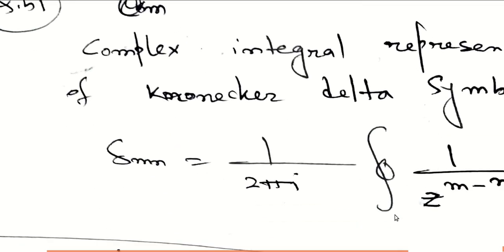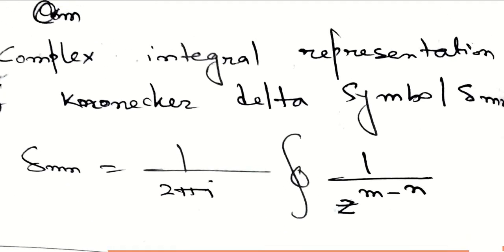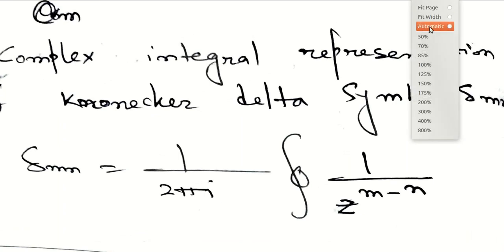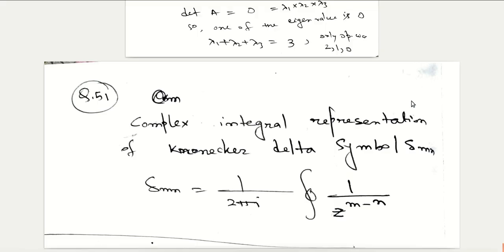And the next question was basically to find the complex integral representation of the Kronecker delta symbol. So delta mn will be equal to 1 by 2 pi i, closed integral of 1 by z to the power m minus n.